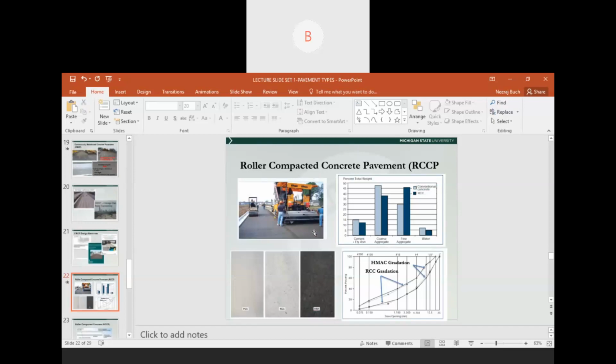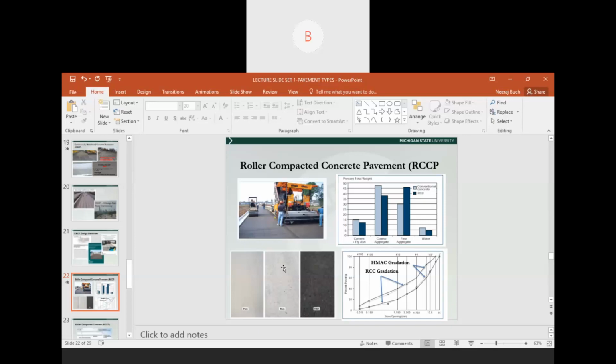Another kind of concrete pavement that is slowly finding prominence is called roller compacted concrete pavements, or RCCP. And I want to draw your attention to the bottom left picture here. This is what the surface of Portland cement concrete looks like. And this is what the surface of a hot mix asphalt, or an asphalt pavement, looks like. And in the middle is a picture of the roller compacted concrete surface.